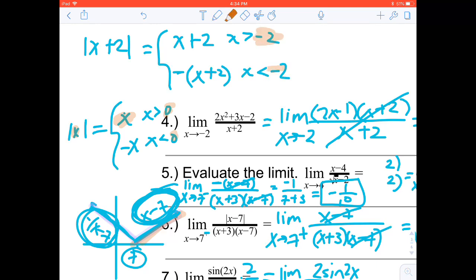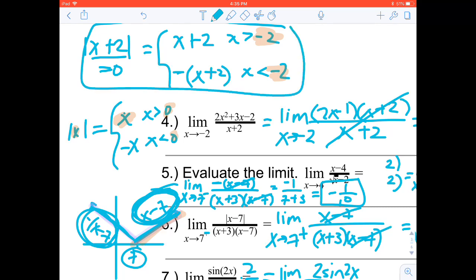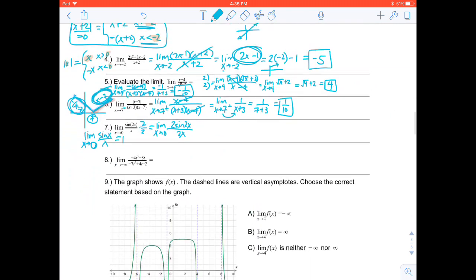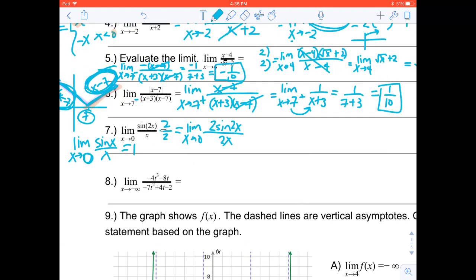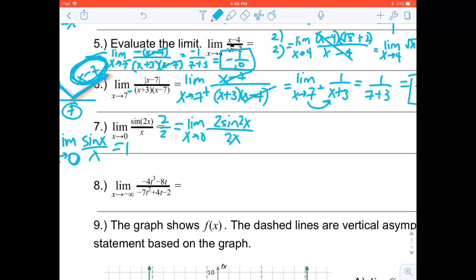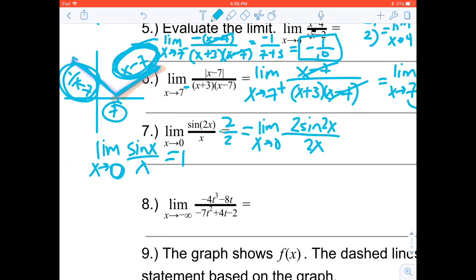And how do I figure out what this number is? You set this inside equal to 0 and solve for x. So that's what you would do for any absolute value function. Always figure out what the breakdown of it is, and then these conditions will help you decide if it's the left side or the right side of that number. Okay. So hopefully that answered that question for you. Let me know if you have any other questions on that.